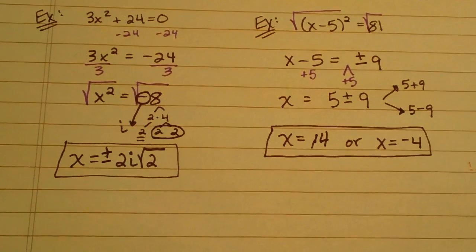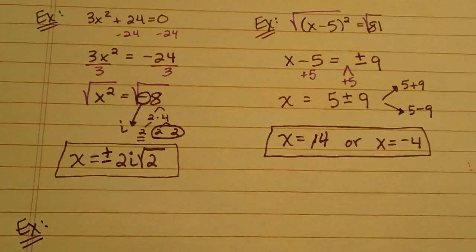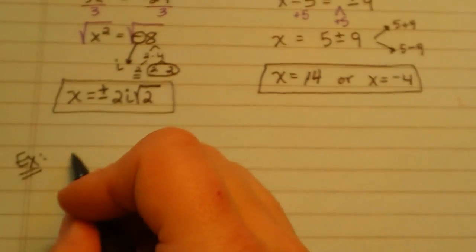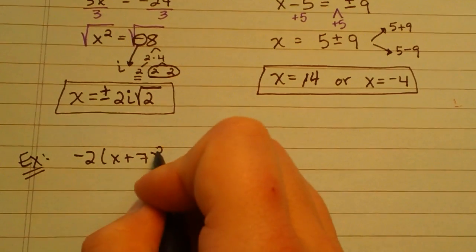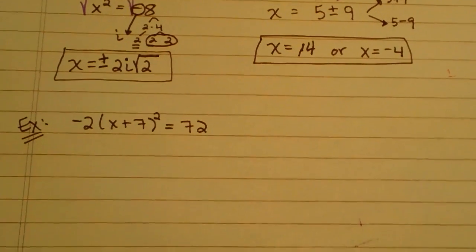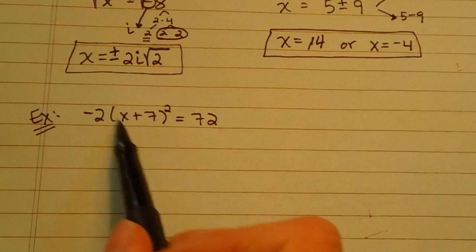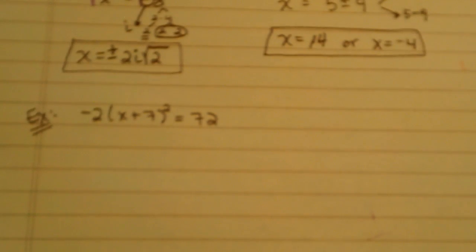Let's do a couple more that are complicated like that. How about negative 2 times (x plus 7) squared equals 72. The squared thing this time is that parenthesis x plus 7. So we'll want to isolate the (x plus 7) squared.